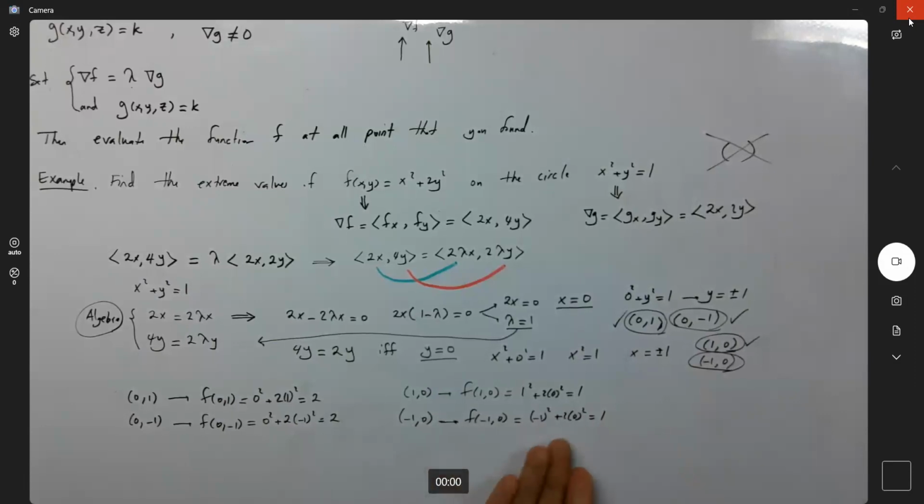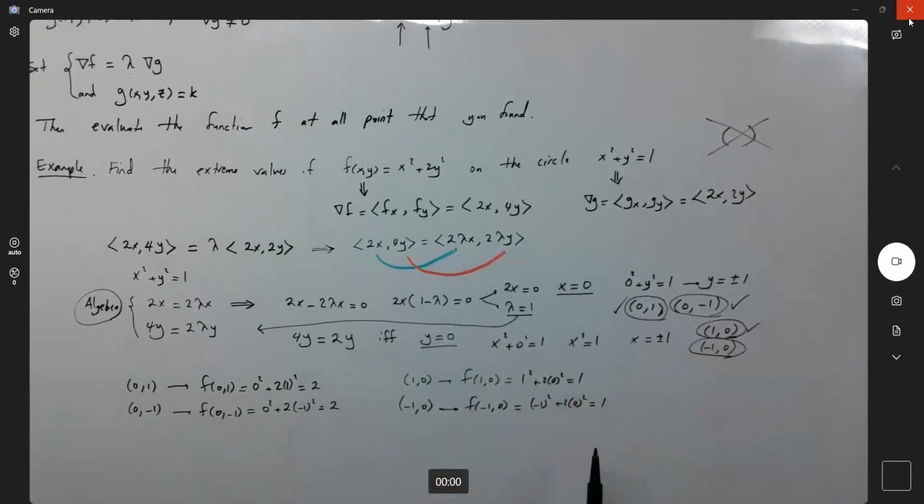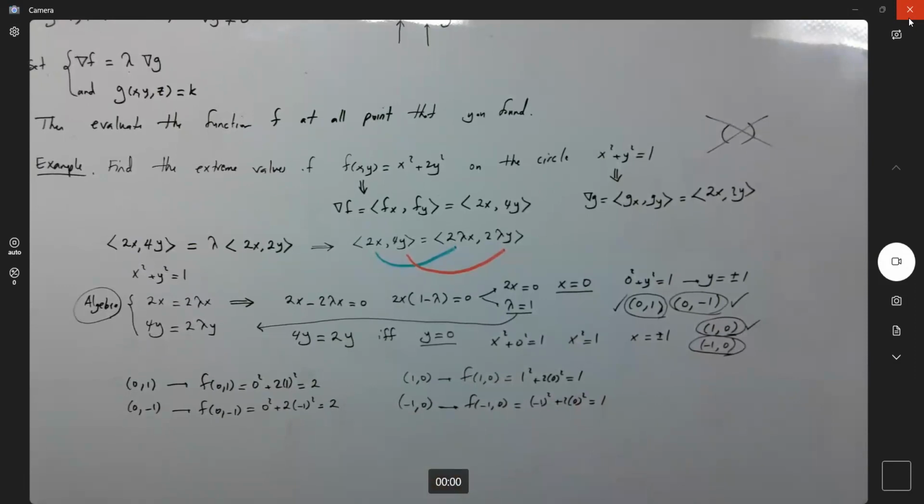So which one is maximum? Which one is minimum? Obviously 2 is larger than 1. So you're going to say that, hey, this function has a maximum value, which is 2. The maximum value of f is 2, and the minimum value of f is 1. This is your final answer.